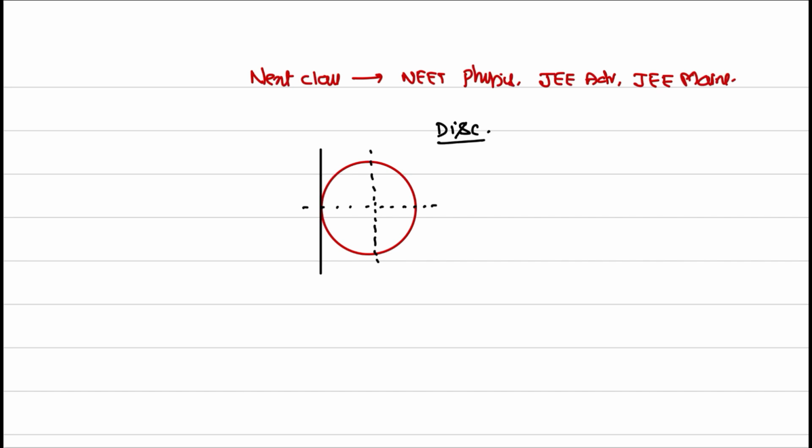Then the moment of inertia about a tangent, let the radius be r. Please find out about the tangent. The answer should be 5 by 4 mr square. Please try to get this answer. This is the answer.